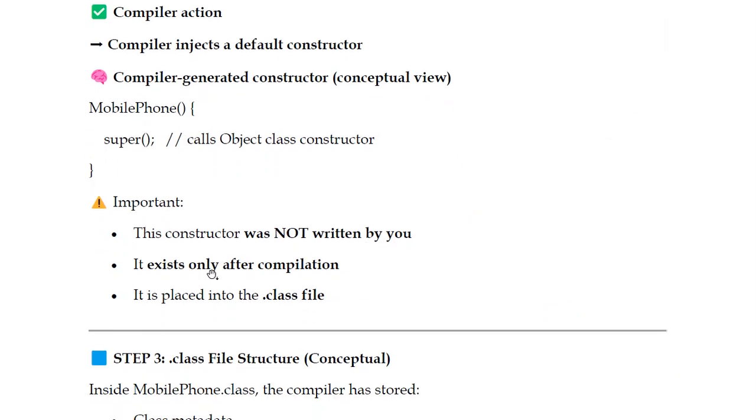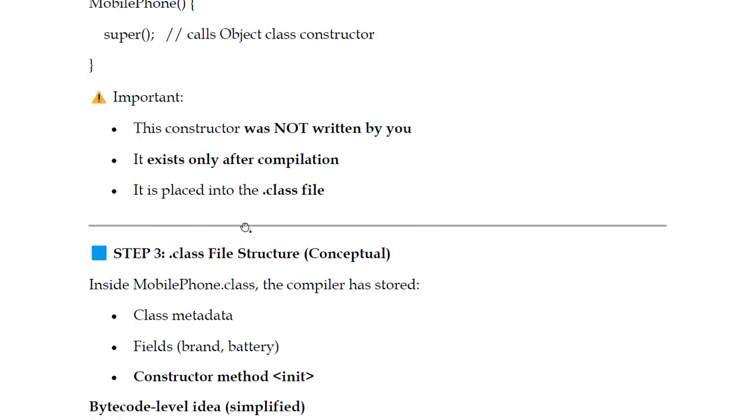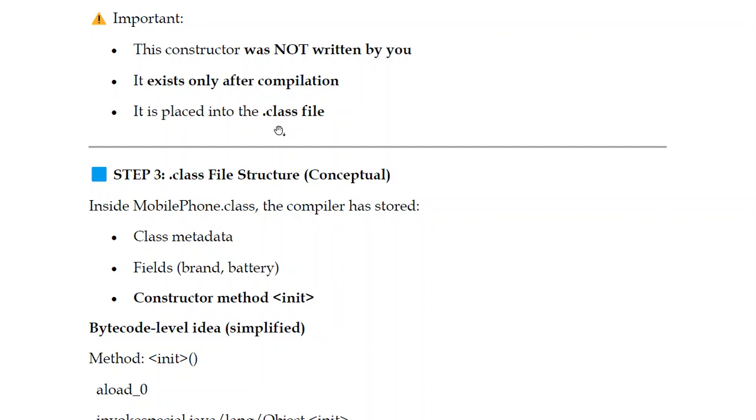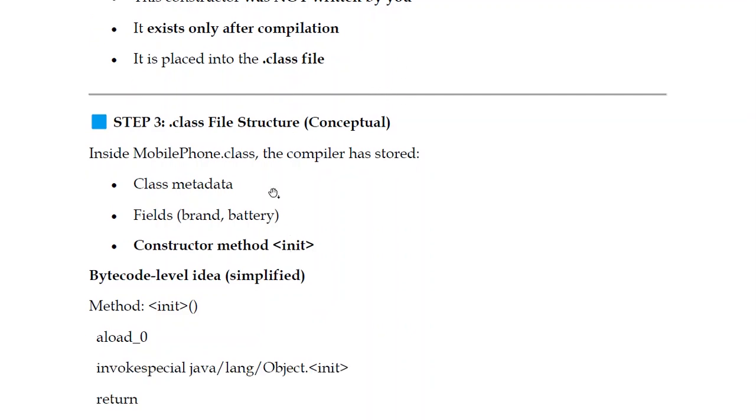This constructor was not written by the developer. It exists only after the compilation. The Java compiler adds it during the compilation, but only after the compilation can you see this default constructor. It is placed into the dot class file.